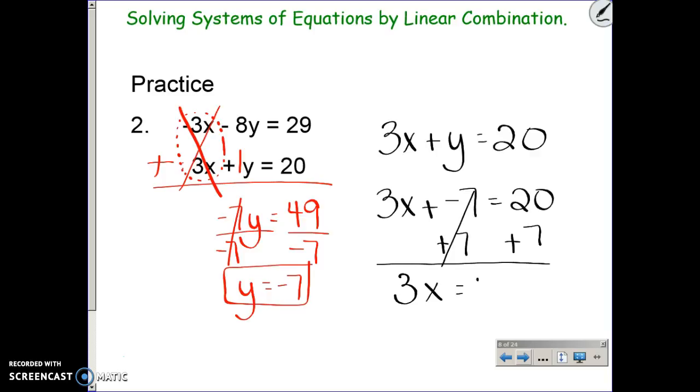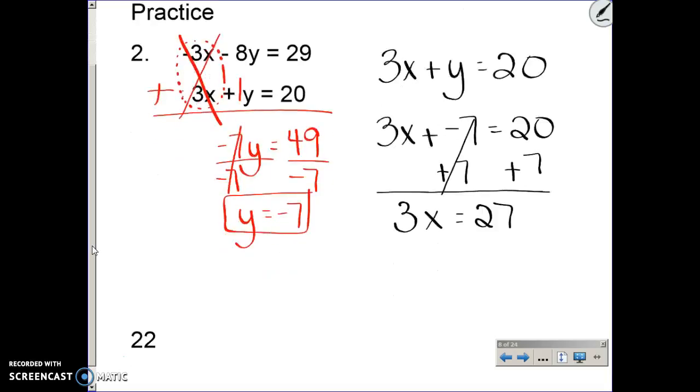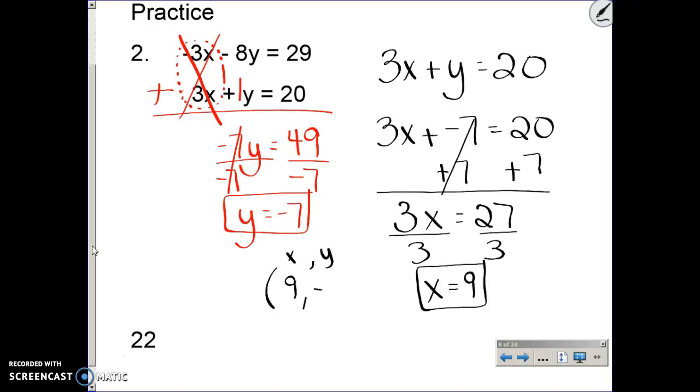And again, this is something you should have already done on your own. If you got it wrong, you can be pausing and checking and rewriting the work, but otherwise you should already have figured it out. And hopefully you got that x equals 9. Remember to rewrite it as a coordinate, 9, -7. That is where those two equations would cross on a graph.